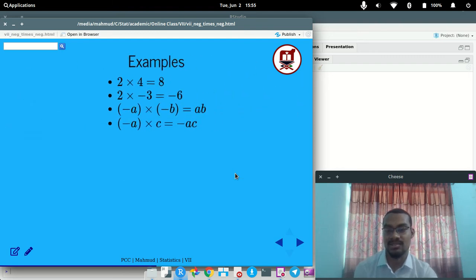And let's see some examples. 2 times 4, both are positive, so it's a positive number. In 2 times minus 3, one of them is negative, so we get a negative number. And in this one, both numbers are negative, so we get a positive one.